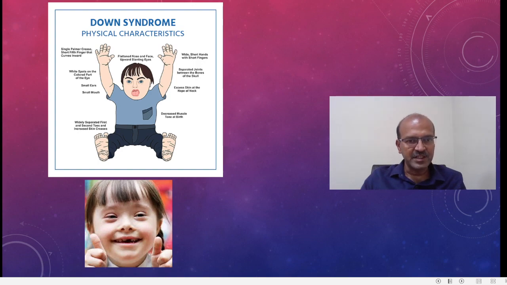And a very typical feature here is that most of these happen due to non-disjunction, which means the two halves fail to separate during the meiosis, which results in the ovum formation. The risk of this happening increases as the mother gets older, and so as the mother's age exceeds 35 years and especially beyond 40 years, the chances of Down syndrome increase rapidly, and it may rise to as high as 1 in 50. Normally I said it's 1 in 800, but it starts climbing from 35 years onwards, and by age 45 it reaches as high as 1 in 50 risk of Down syndrome.